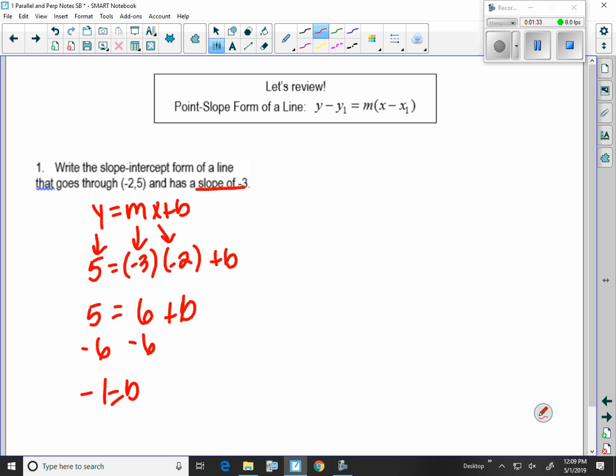Now, do I have the slope and the y-intercept? You bet I sure do. Okay, so now I can write my equation. y equals -3x minus 1. There's our slope-intercept form equation.